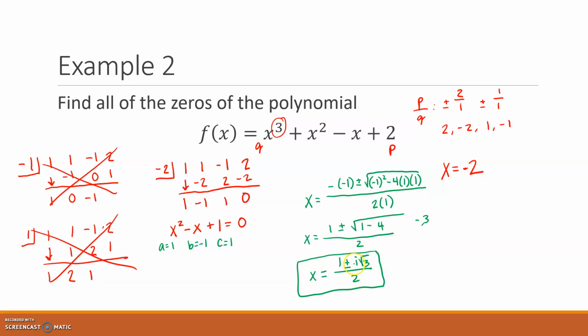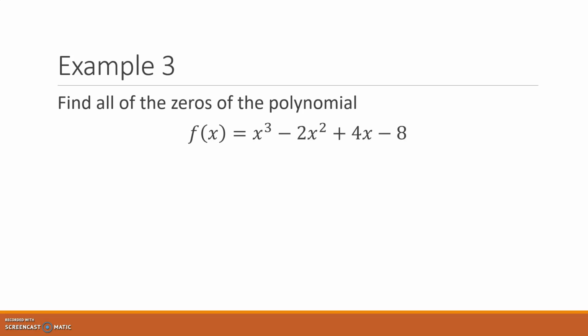It was a complex number, and notice that I have 2 solutions, the positive and the negative. So I'd get 1 plus or minus i radical 3 over 2. And that would be all of the zeros of the polynomial. By the fundamental theorem, I should have 3. I've got 1, 2, 3. We're doing something right.